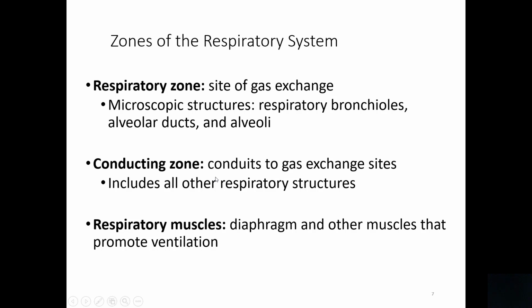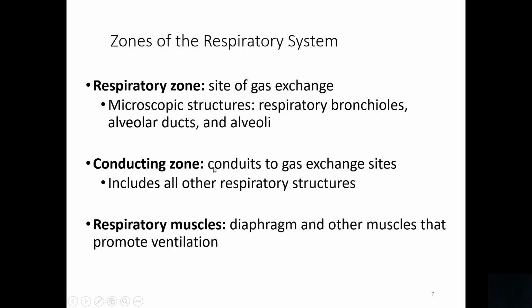Zones of the respiratory system. Respiratory zone, that's how we call a site of gas exchange. And those would be small microscopic structures inside of our lungs. They are called respiratory bronchioles, alveolar ducts, and alveoli. That's where oxygen goes from alveoli to the blood, and carbon dioxide goes from the blood into alveoli.